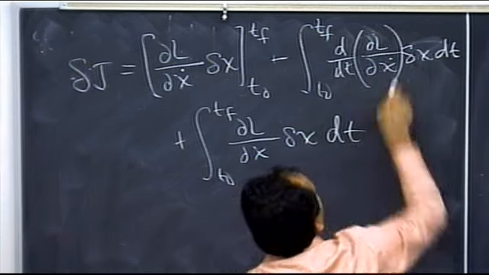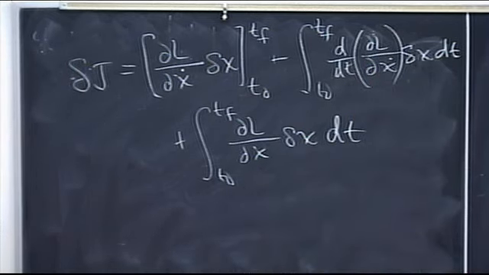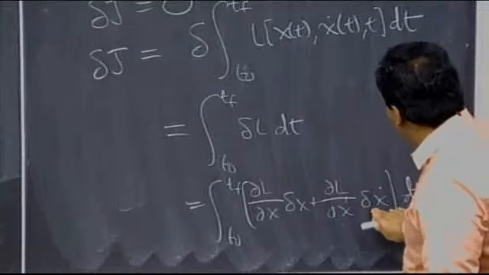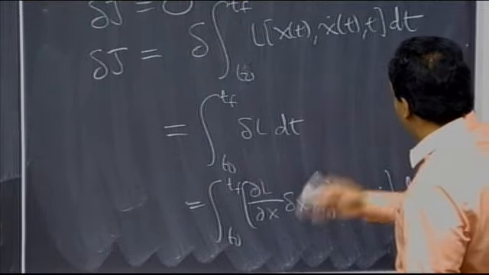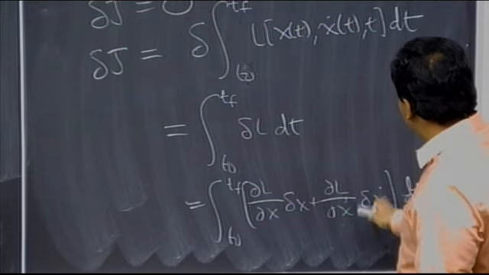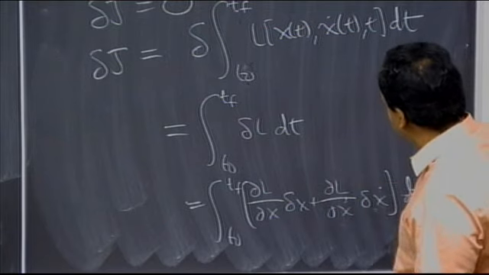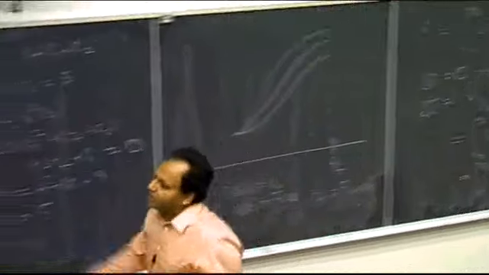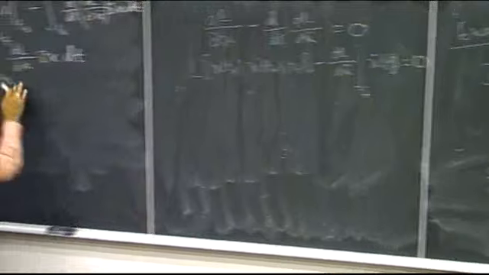So does everyone understand where that came from? When I integrate this by parts, I've got u dv. So I get uv evaluated at the endpoints minus the integral of v du. Here v is the variation in x, and du is d dt of the partial of L with respect to x dot. So that's where this term comes in, but there's a negative sign because the integration by parts gives me a negative sign, and then I've got this over here.